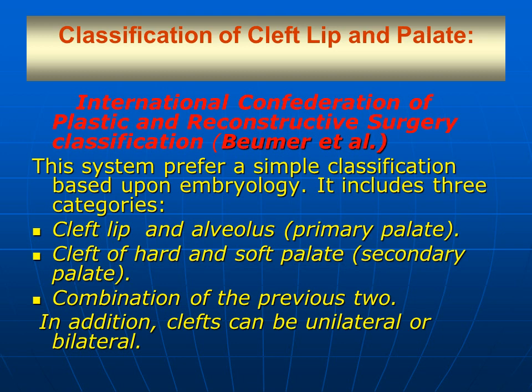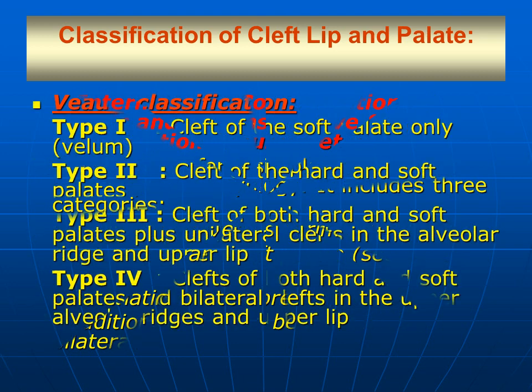This system prefers a simpler classification based upon embryology. It includes three categories: cleft lip and alveolus, that's to say the cleft occurring in the area of the primary palate; cleft of the hard and soft palate, that's to say the cleft occurring in the area of the secondary palate, or a combination of the previous two, that's to say a combination of cleft in the primary and secondary palates, which may be either unilateral or bilateral.